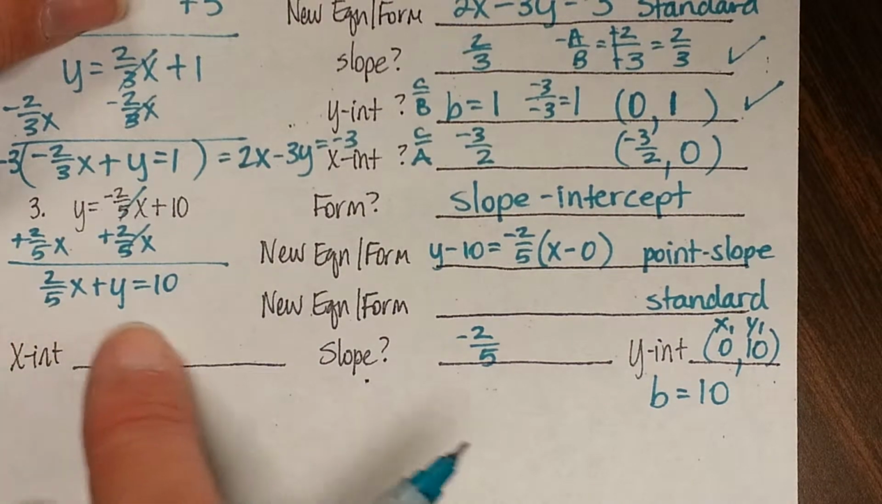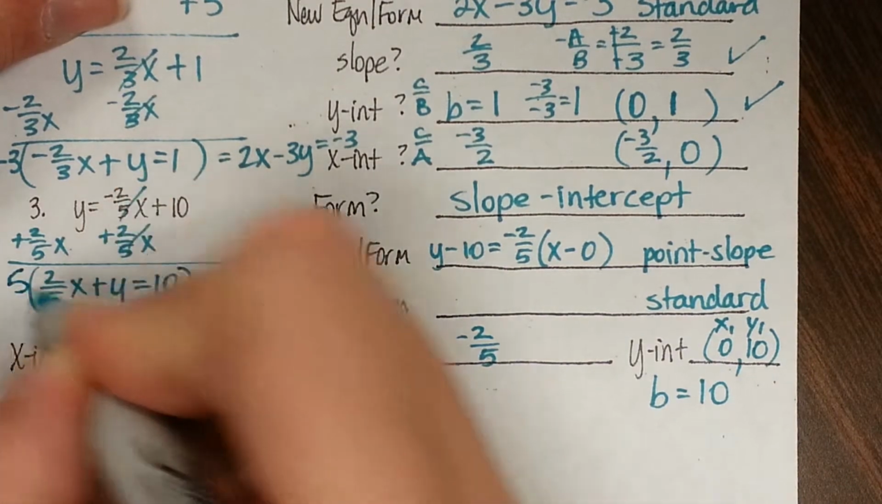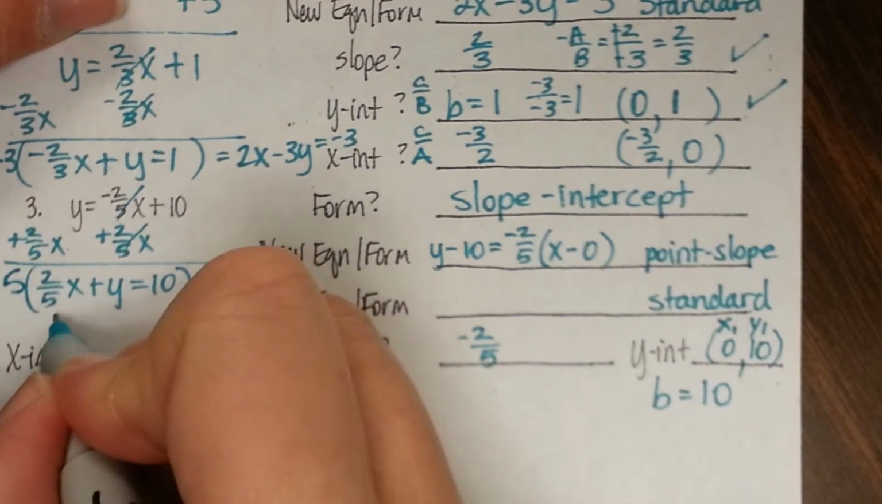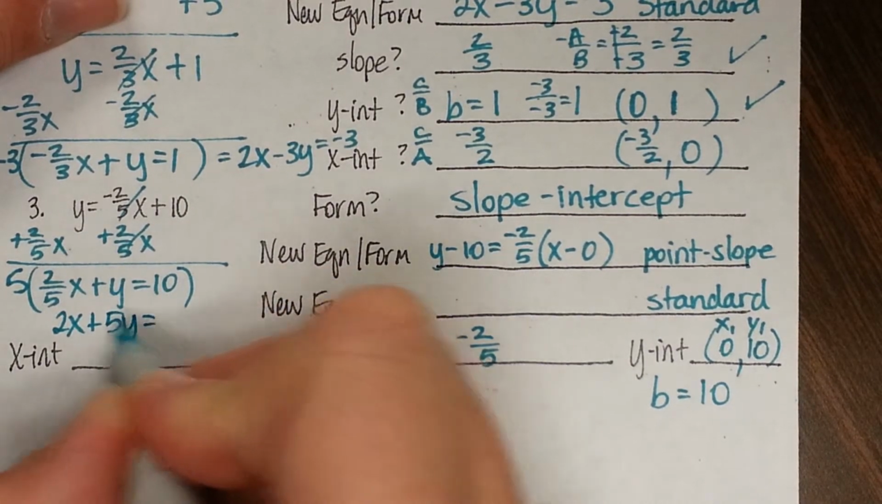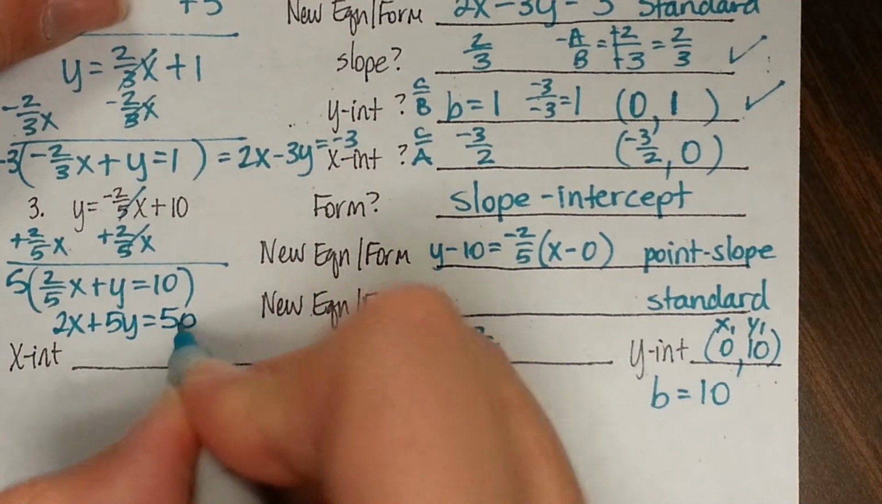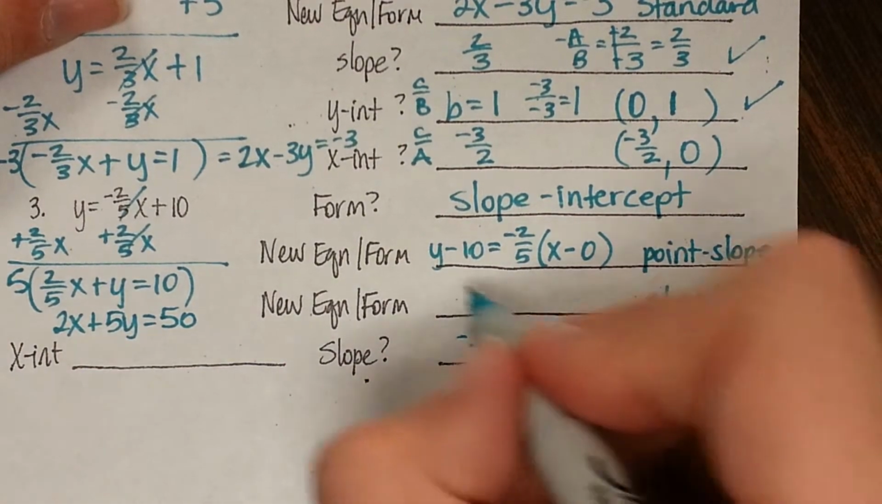So we have a common denominator of 5, which means I'm going to multiply by 5 so that I can have all integers. 5's are going to cancel, giving me a 2x. 5 times y would give me a positive 5y. And 5 times 10 would give me 50. ax plus by equals c. So I now have standard form.